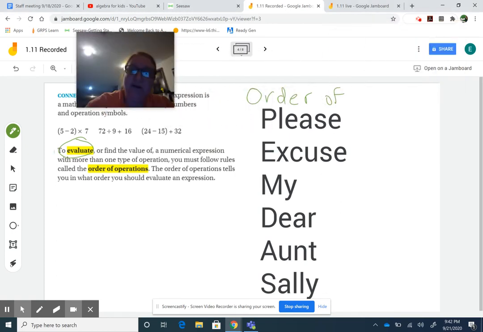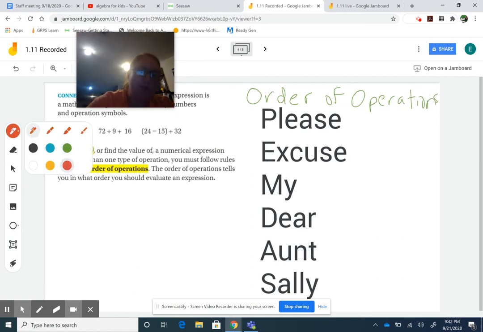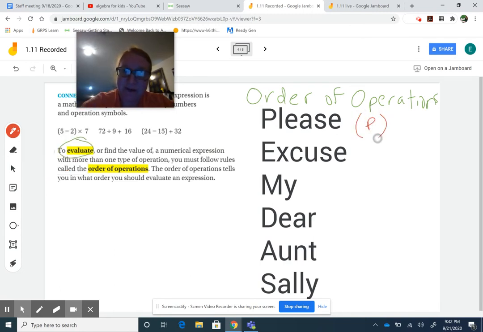Order of operations. Now tell me, I'm going to flip colors. What does P stand for? It stands for parentheses. What does E stand for? Exponents. What does M stand for? Multiply. What does D stand for? Divide. What does A stand for? Add. And S stands for subtract. Please excuse my dear Aunt Sally. Parentheses, exponents, multiply, divide, add, subtract. That is the order. Get it cemented in your brain so you don't forget it.